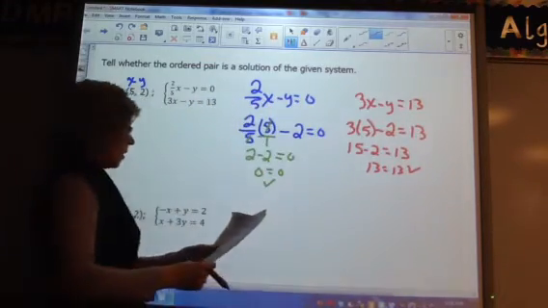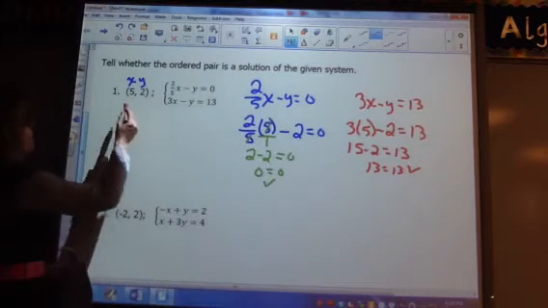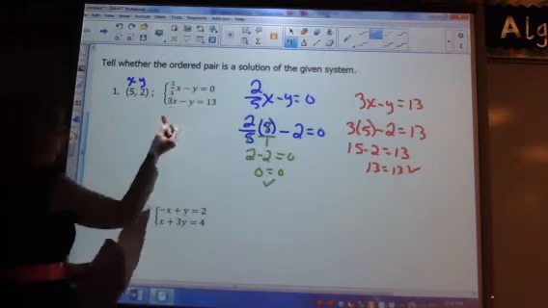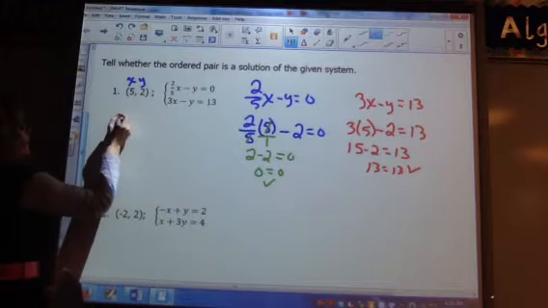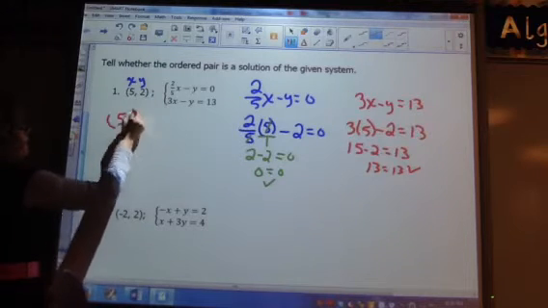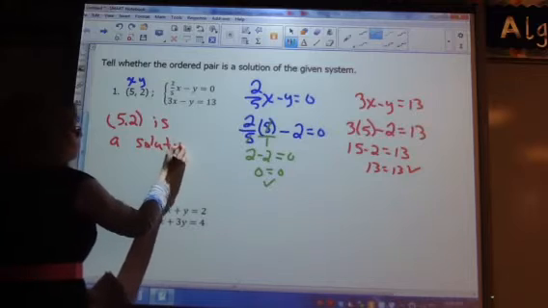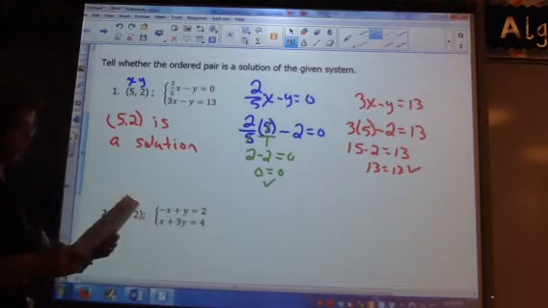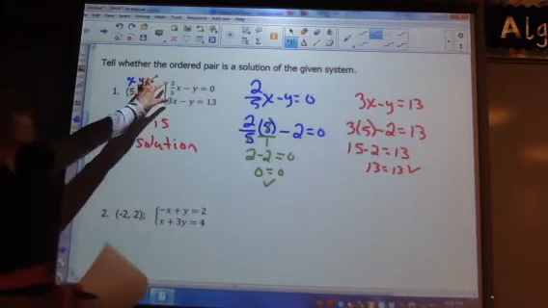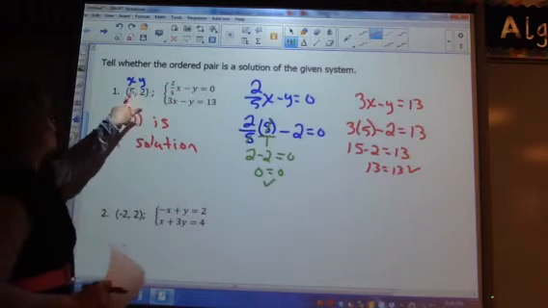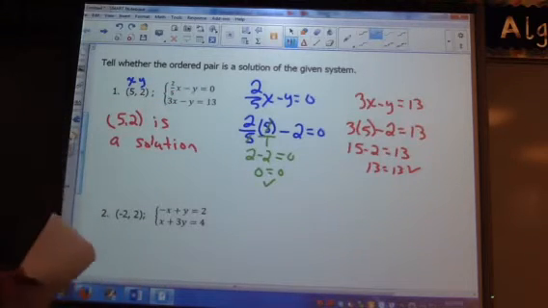So we do. So what does this mean? Well, if this point is on this line and this line, then the point is a solution. So if you were to graph these two lines, they would intersect at this point.